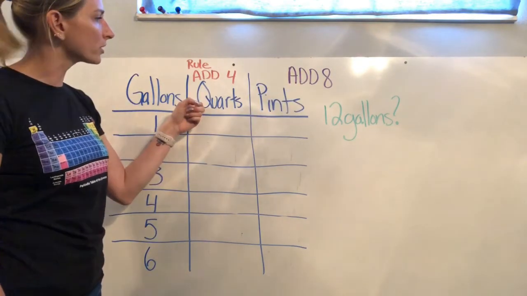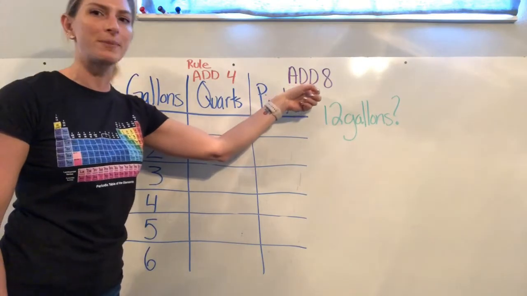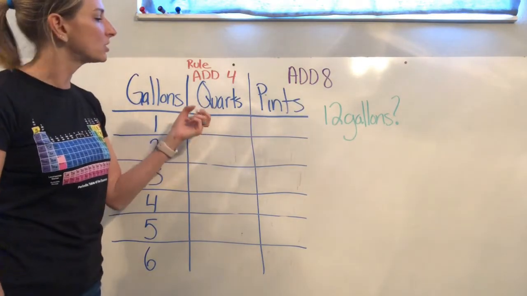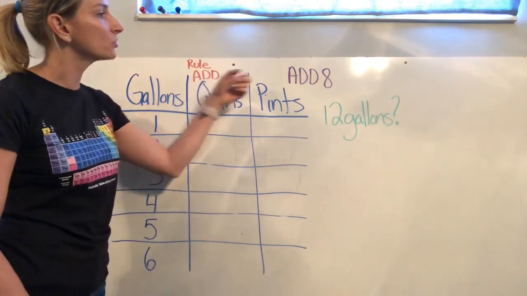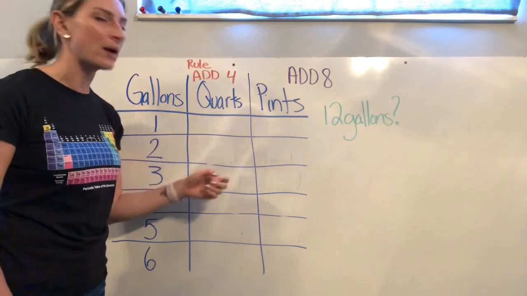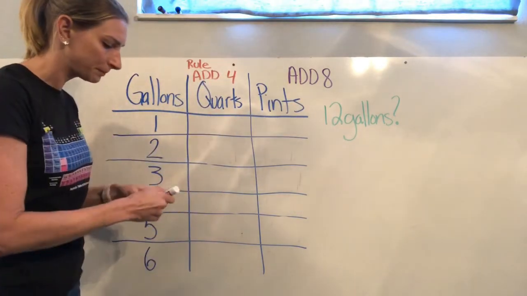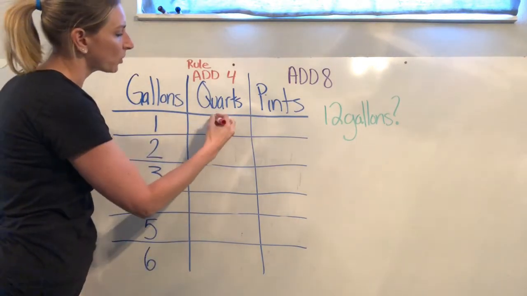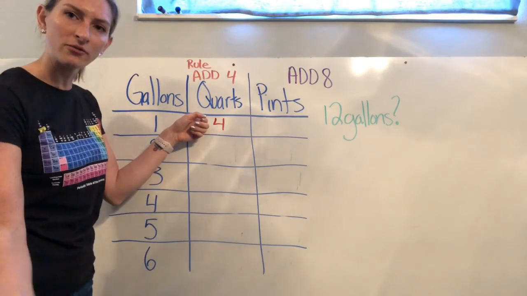So for quarts, my rule is going to be add 4, but for pints, my rule is going to be add 8. Something else that's different in the table today is there are no starting values. When there are no starting values, you have to look to the rule to see what amount is going to start there. So I'm just going to pick quarts to start with. My rule is going to be add 4. So I'm going to put 4 in my top box to start off my counting for my rule.